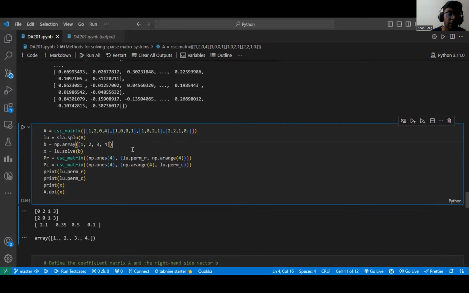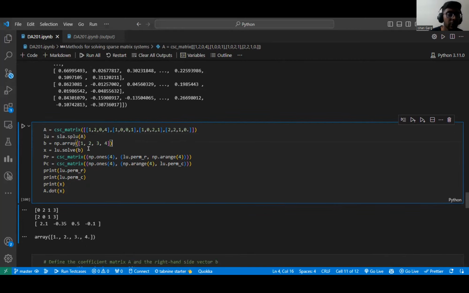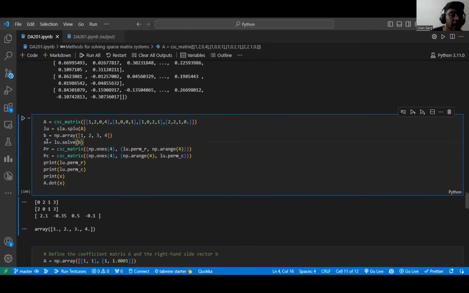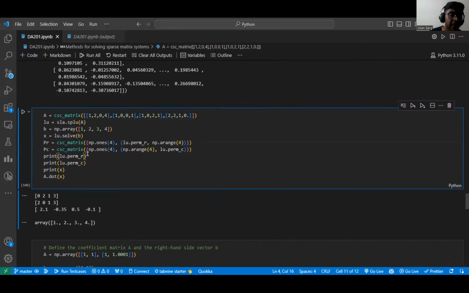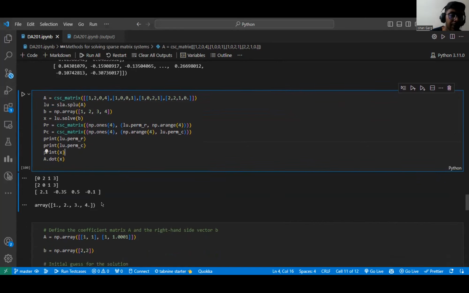For AX equal to B, we are solving for the output X. X is equal to LU dot solve B. PR and PC are our permutation matrices, which we can get through these two codes. And we are printing them. A dot X gives us back our main B, which proves that our solution is correct. Our X is this, and these are our permutation matrices, PR and PC.